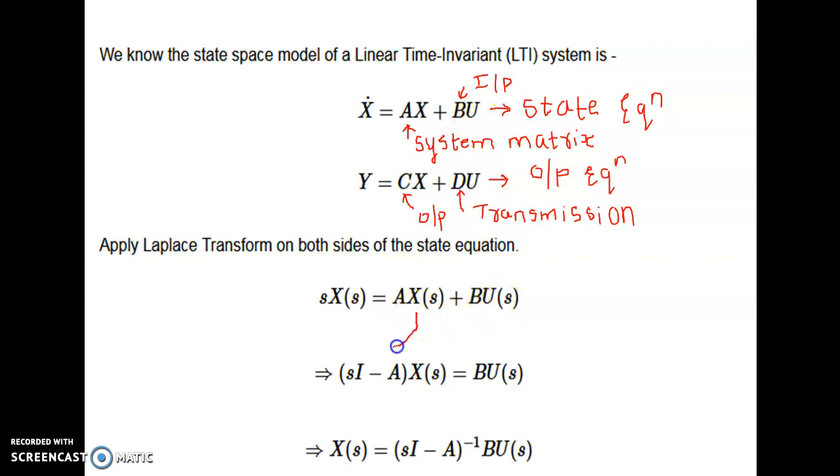So we'll take this X(s) to this side and we can take X(s) common. If we take X(s) common, the remaining term will be sI minus A, where I is the unit matrix, or it is also called the identity matrix. So from this we can write X(s) is equal to (sI minus A) inverse into B into U(s).